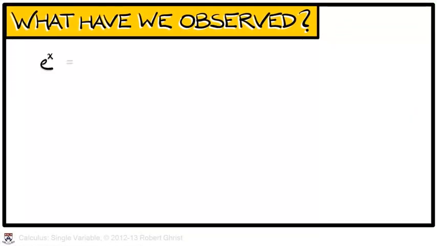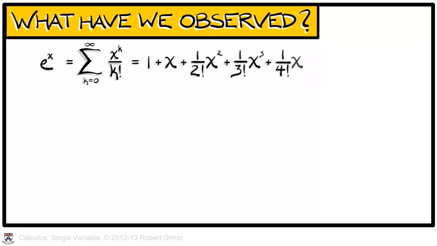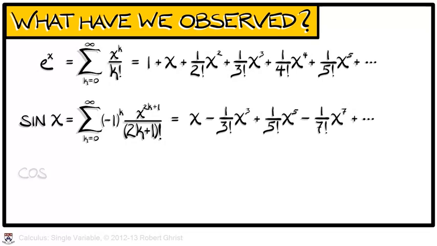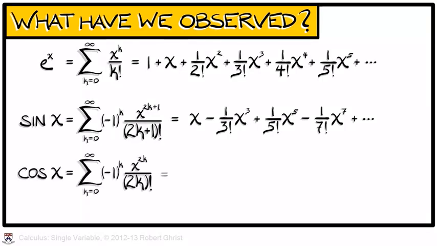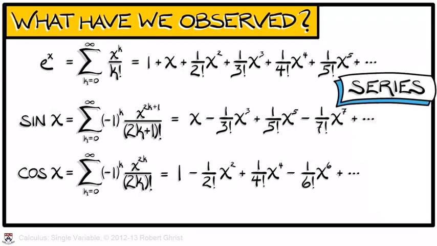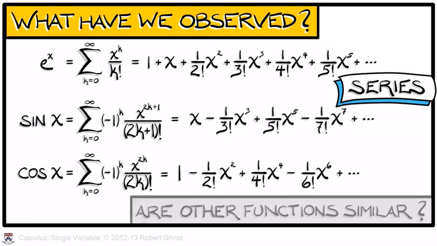In our last lesson, we began with the definition of e to the x as something like a long polynomial. And from that, and a little bit of help from Euler's formula, we observed similar formulae or expressions for the basic trigonometric functions, sine and cosine. Expressions of this form we are going to call series, and we will be working with them throughout this course.